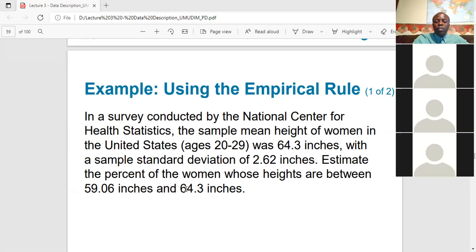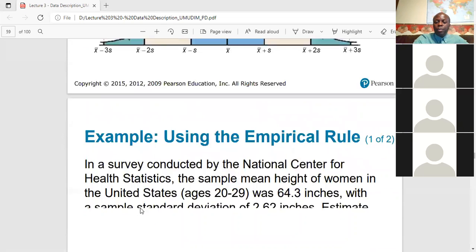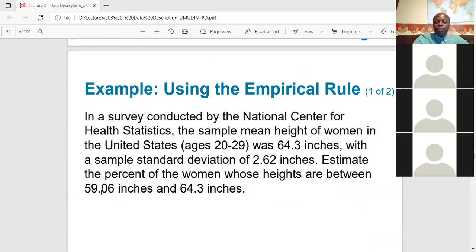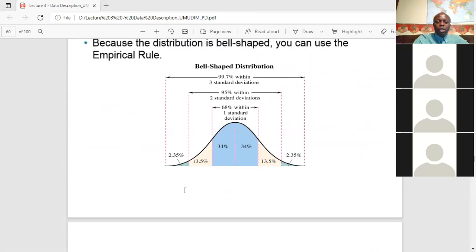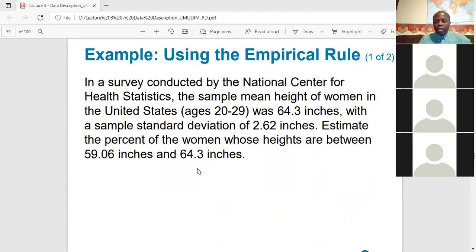So to do this, first of all, you have to put these numbers here, where you have x bar minus standard deviation, then x bar plus standard deviation, and so on and so on. All these numbers, calculate them. After that, you will be able to estimate the percentage that are between 59.06 inches and 64.3 inches. So let us do it. Let me write these things down, and then we can calculate it.